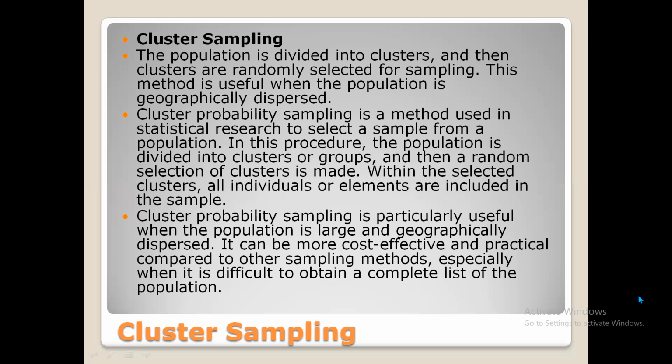Cluster probability sampling is particularly useful when the population is large and geographically dispersed, and can be more cost-effective and practical compared to other sampling methods, especially when it's difficult to obtain a complete list of the population. You know, the ones we explained earlier, like simple random, you will have to get the total number. But in cluster, you don't need it. And where the population becomes difficult for you to get, use cluster sampling.